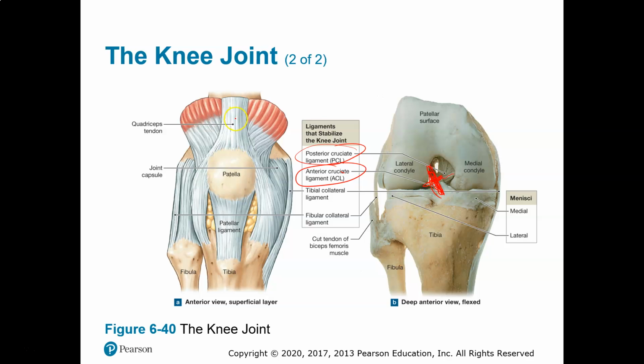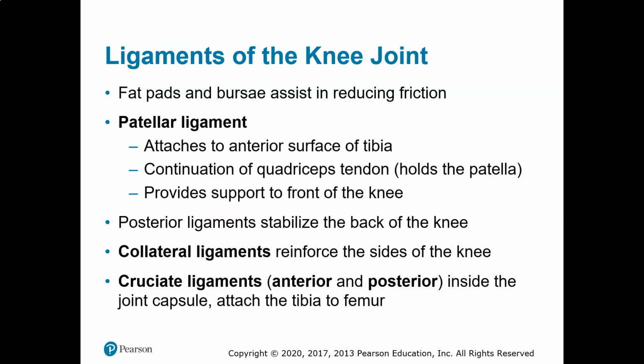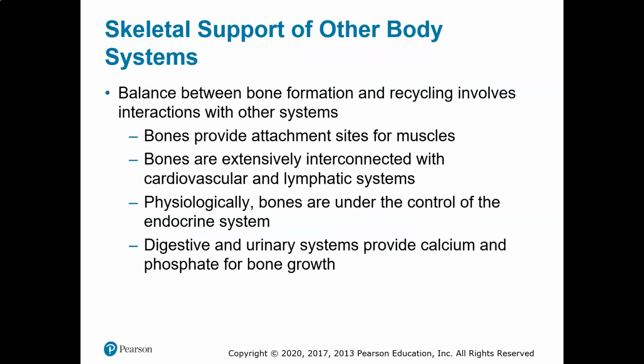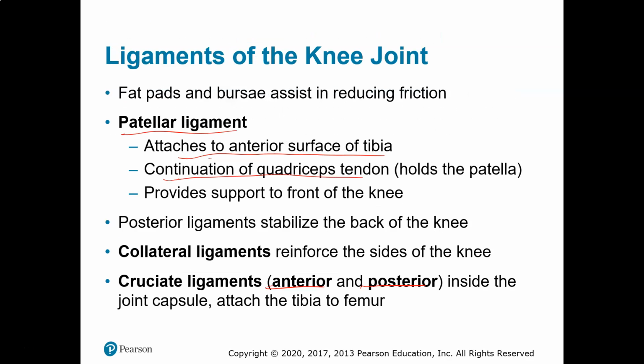Here is another picture of the quadriceps tendon and the patellar ligament, and then the patella that is actually within both of those structures, because they're continuous with each other. The patellar ligament attaches the patella to the tibia, and it's a continuation of the quadriceps tendon. That's important. The cruciate ligaments I mentioned already, they attach the tibia to the femur and they form a cross. And I think we are at the end.